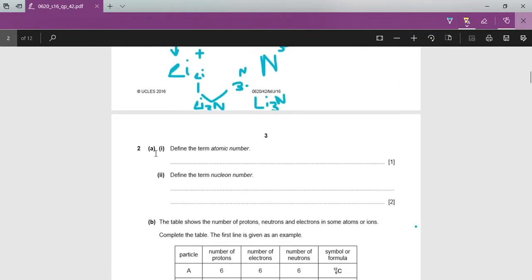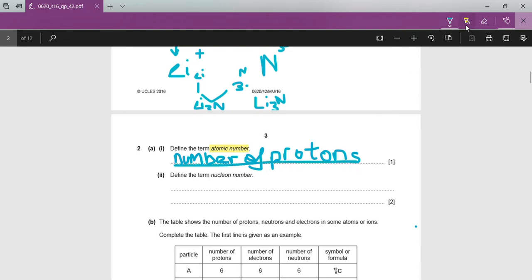So question 2. It says define the term atomic number. It's pretty straightforward because it's only for 1 mark. The atomic number is the number of protons. That's all you need to know. You can write that and that will be enough to guarantee you 1 mark. You can say in one atom of an element, or you don't have to. The mark scheme says number of protons is good enough.